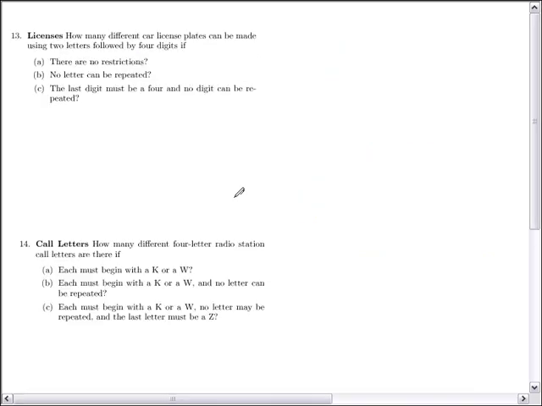How many different car license plates can be made using 2 letters followed by 4 digits? Part A is no restrictions. So we have our 2 letters and 4 digits. So we can have repeats, so 26 times 26. And we have repeats for the digits, so 10 times 10 times 10 times 10.